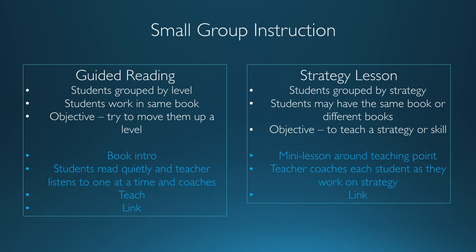Small group instruction is another way to accelerate reading proficiency. Small group instruction is similar to conferring, except the teacher meets with more than one student. There are two types of small group instruction formats: guided reading groups and strategy groups. In guided reading, students are grouped by level, they work in the same book, and reading teachers target strategies that will push students up to the next reading level. In a strategy lesson, students can be reading at different levels and in different books. The teacher does the lesson based on a strategy the entire group needs.